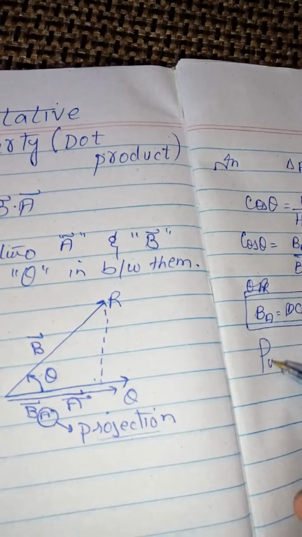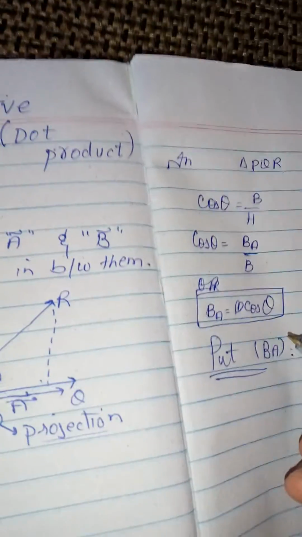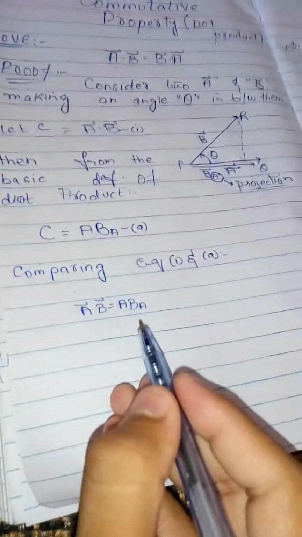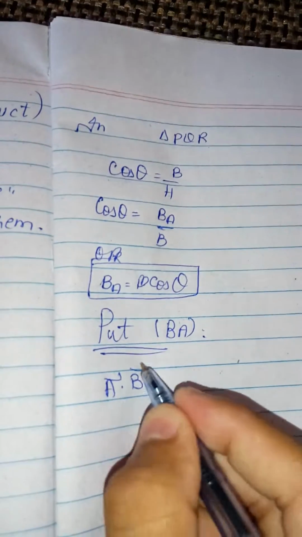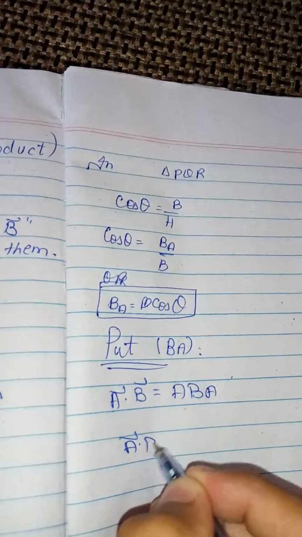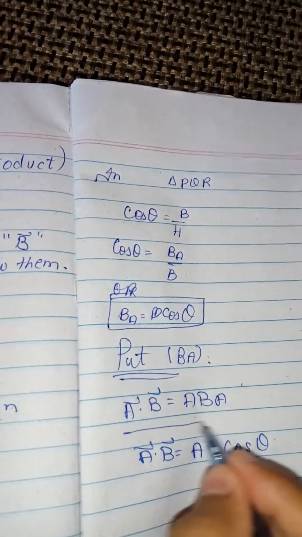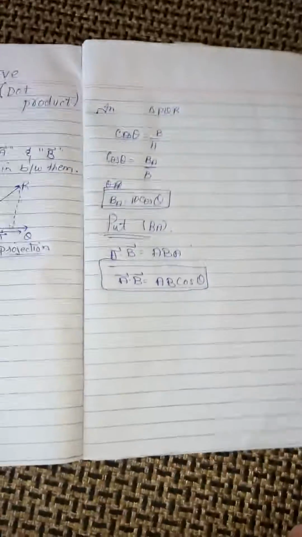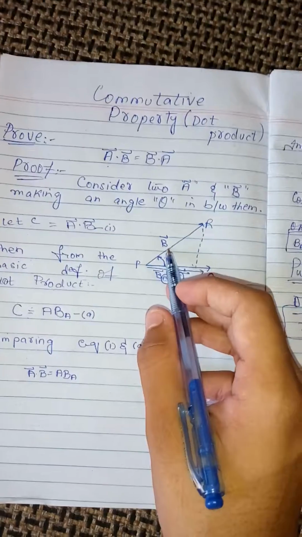Now I'm going to put b_a in this equation. It was a vector dot b vector is equal to a times b_a. Now it will be a vector dot b vector is equal to a b cos theta. That completes this side of the equation. So in this case, theta was projected from a to b.